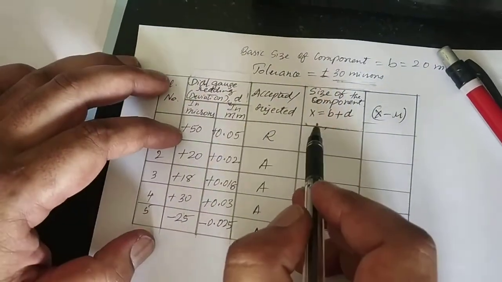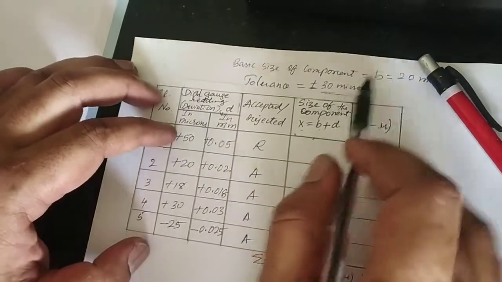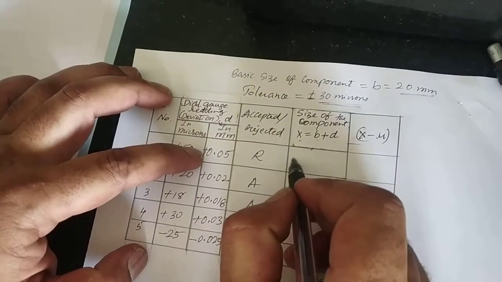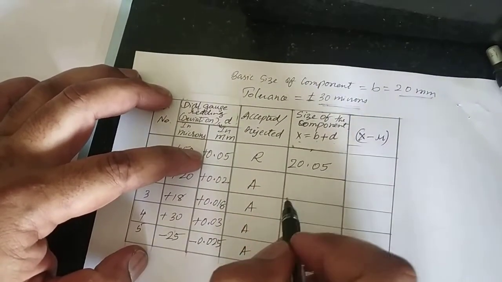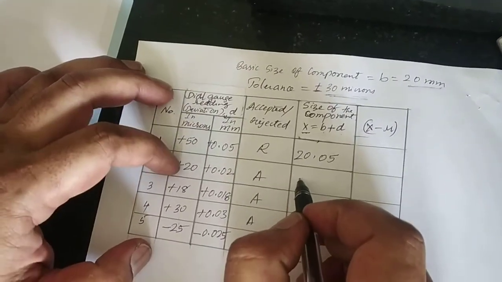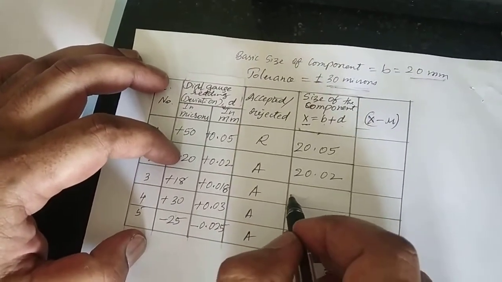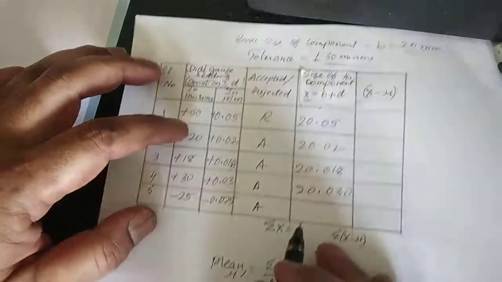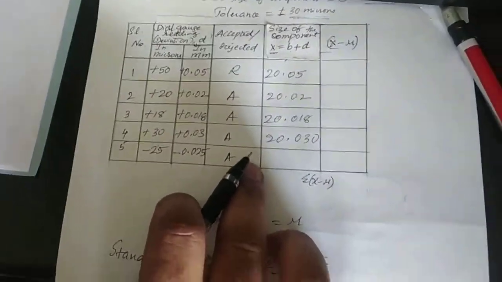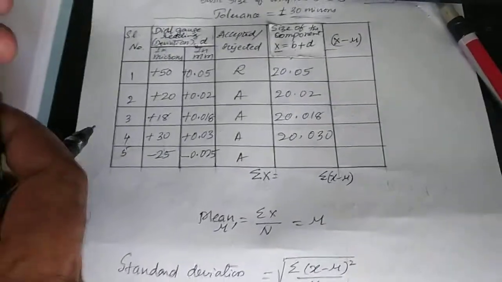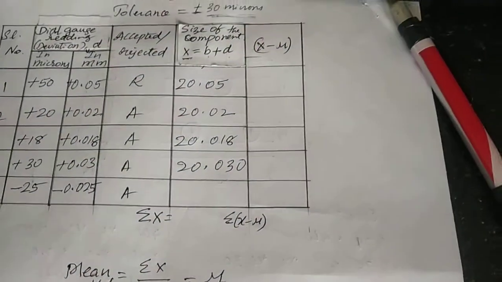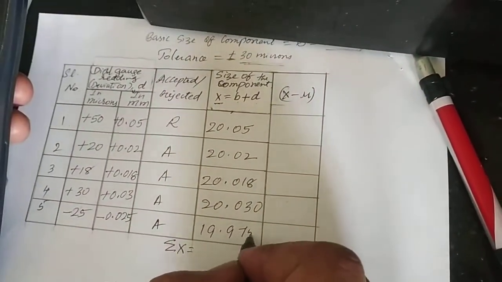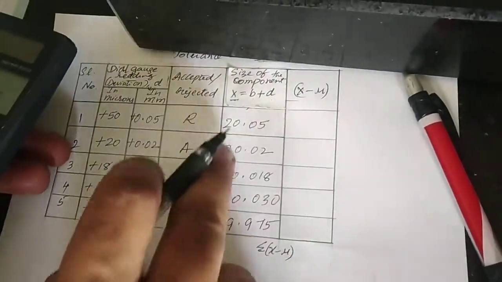Size of the component X is equal to B plus D. B is the basic size of the component. It is 20 mm. You add this one, so 20.05 mm is X. Next, this is 20.02, 20.018, 20.030. Now we have to subtract this one. That is 20 minus 0.025. So how much? 19.975.